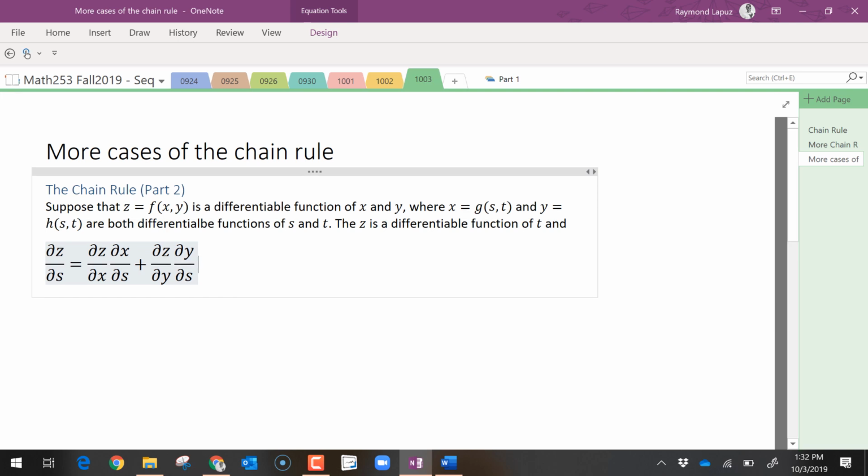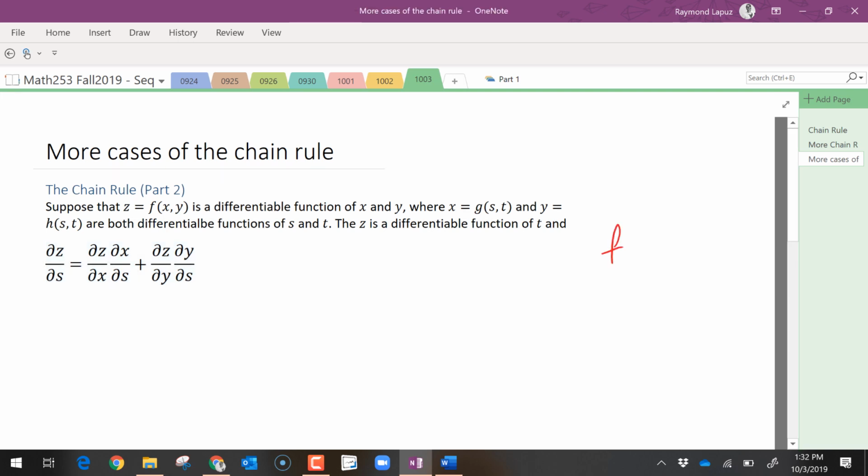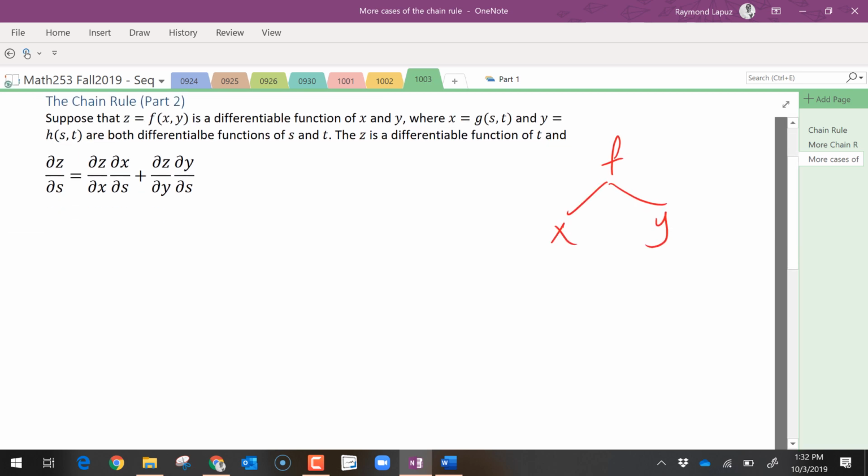So f, you can say, is a function of x and y. And then now x is a function of s and t, and y is also a function of s and t. So in the book, again, they write s and t twice, but I'm going to write s and t once and say x is a function of s and t, and also y is a function of s and t.